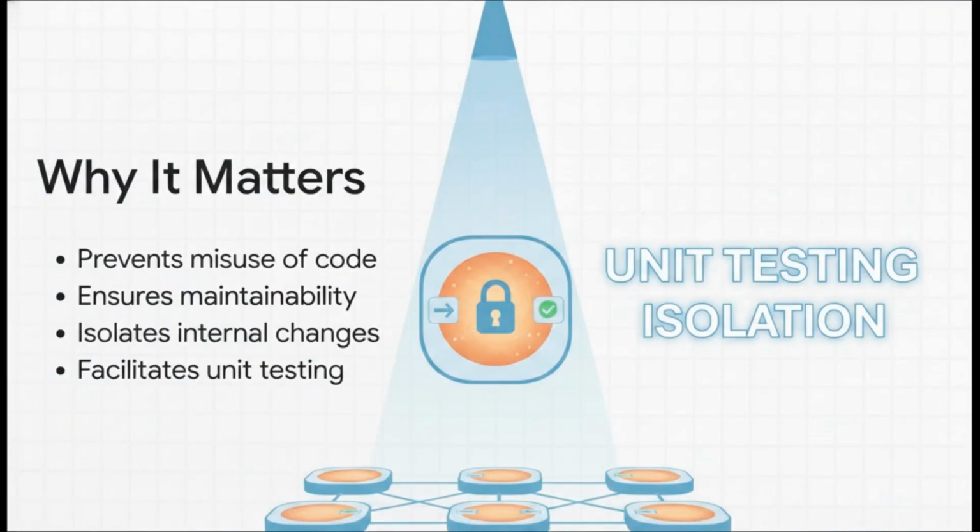So, zooming out for a second to the macro level, why does all of this actually matter? Why do senior engineers obsess over this stuff? Because encapsulation is the absolute secret sauce to making massive, complex code bases incredibly maintainable. By strictly controlling access, you prevent misuse. And it makes unit testing so much easier, because you can test a single class in complete isolation, knowing its state can't be secretly altered by some random bug elsewhere in the program.